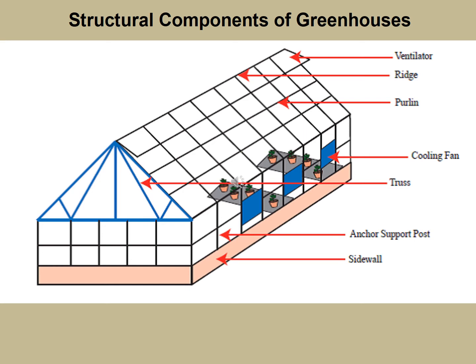Trusses are the side pieces that hold up the roof, usually at an angle, and you've got anchor support posts along the side walls, and then the whole side wall at the bottom, and inside you can see benches and the plants in there too. There's usually a door somewhere so you can get in. Those are the major structural components to know about.